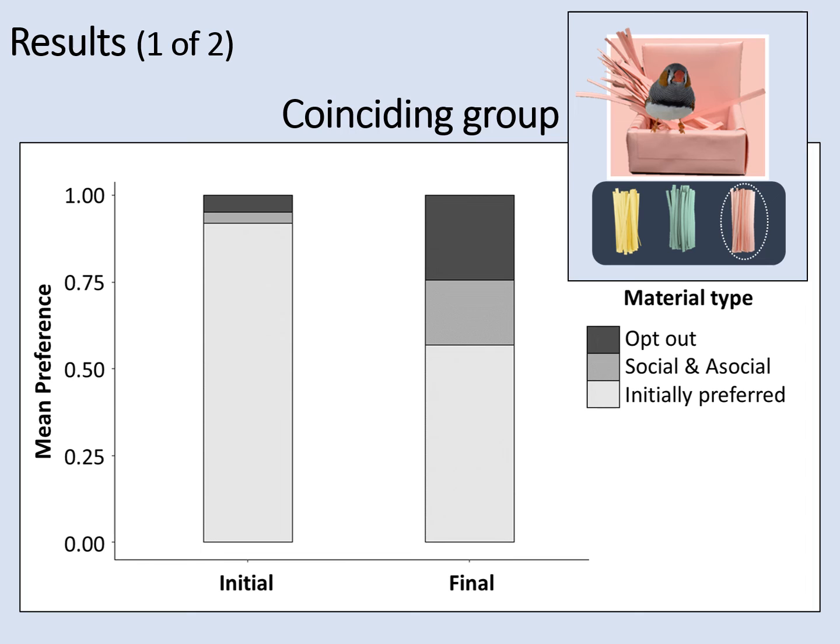The legend shows the material types, and moving from the initial to the final phase, we see that preference for the initially preferred material decreased significantly with a p-value less than 0.01. Contrary to our prediction, there was no significant change in preference for the socially demonstrated material that also matched the asocial cue. And finally, there was no significant change in preference for the opt-out material.